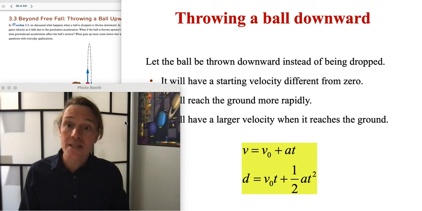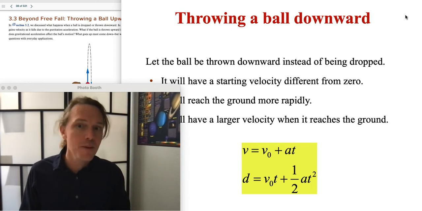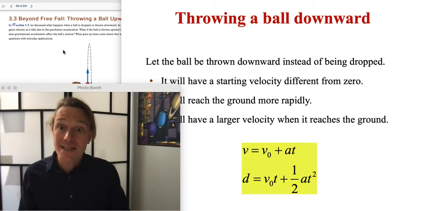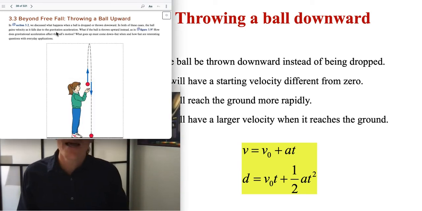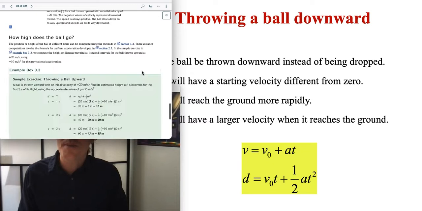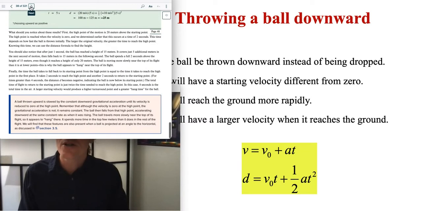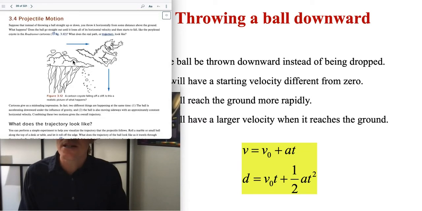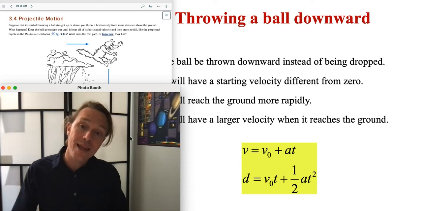All right, so we're continuing our discussion of classical mechanics, and here we're going to talk about throwing a ball downward, or maybe a more general description is we are in section 3 of chapter 3 because the first two sections were covered in the first video. So in this video we're going to talk about 3.3, beyond freefall, throwing a ball upward. And we'll also talk about throwing a ball downward, which I don't think has its own section, and the next one's going to be projectile motion. We'll not cover projectile motion in this video. That'll be in the next one.